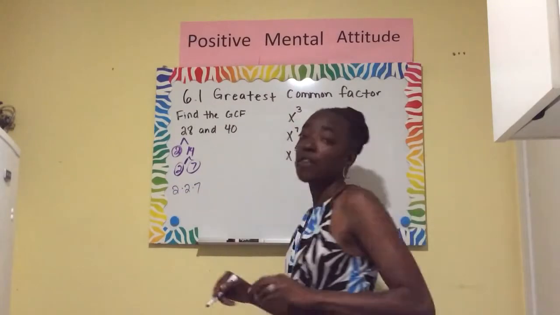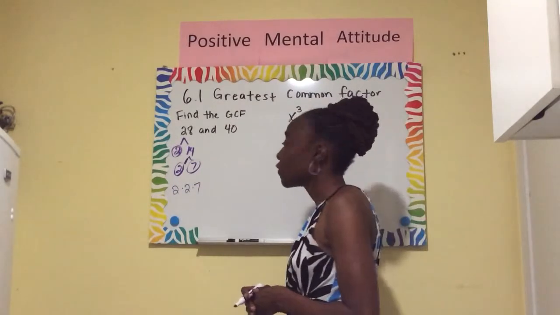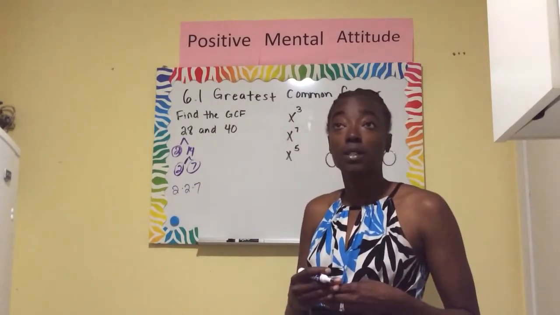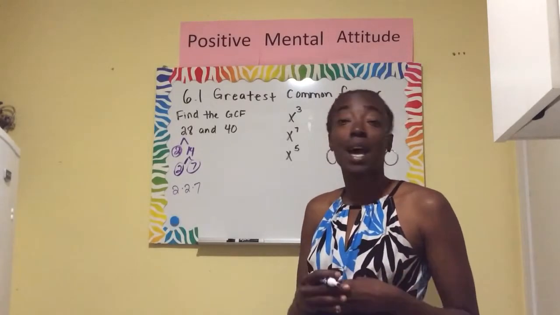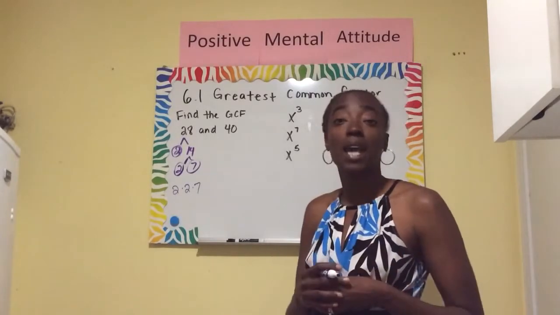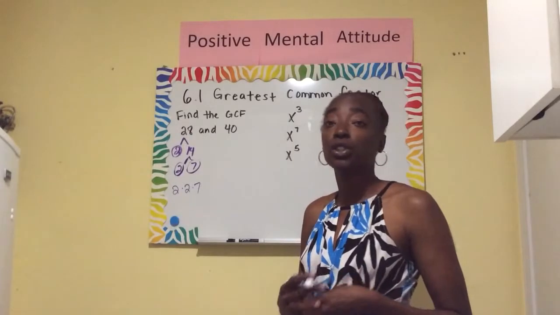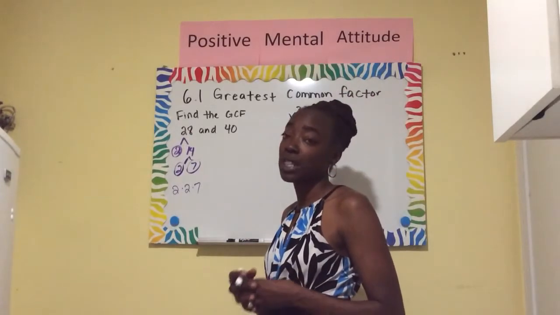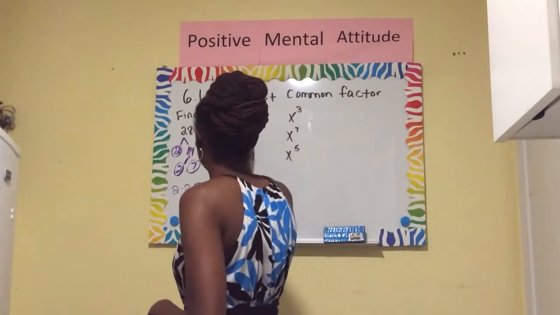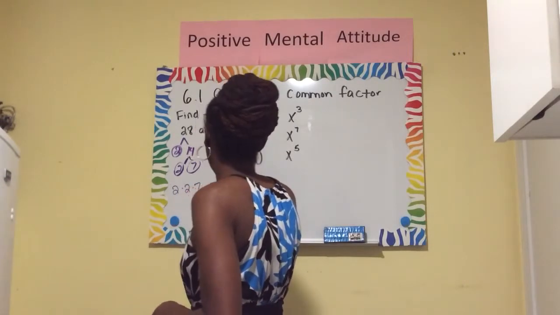So then you do the same for 40. What two numbers multiply to give you 40? You can use 4 times 10. You can use 2 times 20. You can use 5 times 8. It doesn't matter which numbers you use, as long as you use two numbers and make sure you get their primes. So for 40, let's just do 5 and 8.